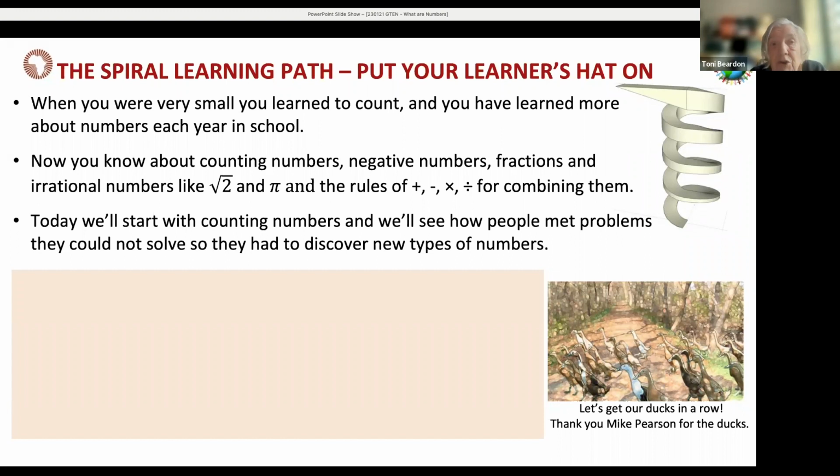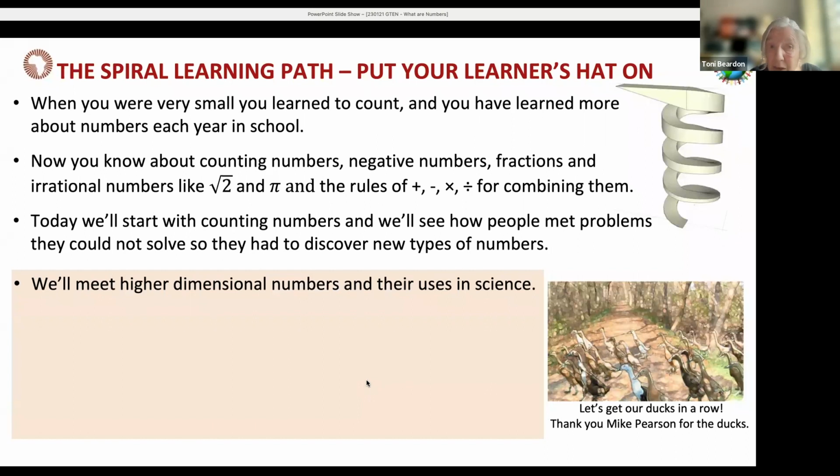Today, we're going to start right at the beginning of this story, and we'll see how people met numbers when they couldn't solve certain problems. They had to discover new types of numbers. As we mentioned before, you come back to number knowledge you had before, and you build on that. The little picture of the ducks, we have an expression in English, let's get our ducks in a row. And all it means is let's get things sorted out so we really understand them. And one of my friends, Mike, did the illustrations of ducks.